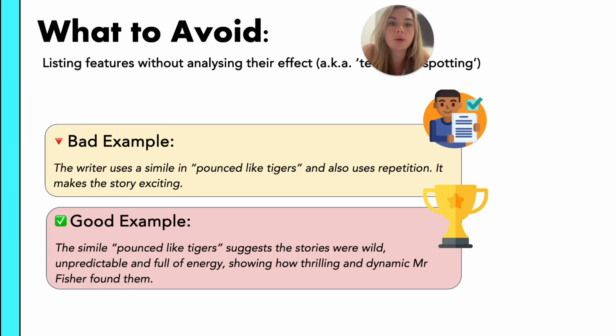So that's what you want to avoid. Don't just pick out a technique, tell me the effect of it. Just think about, what does that technique do? And if you are struggling, make sure that you've got the effects of techniques memorized, because that will really help you for English language. To avoid technique spotting, just know generally what the effect of a technique is.